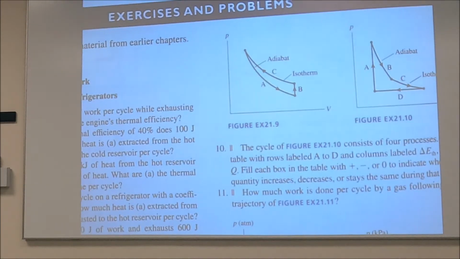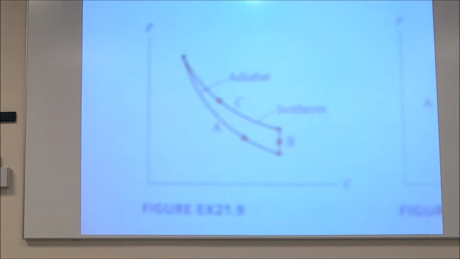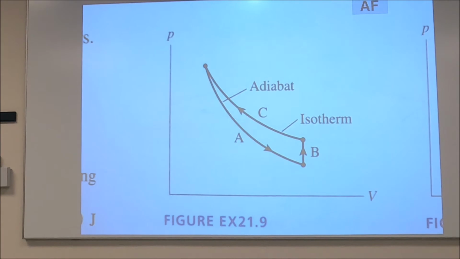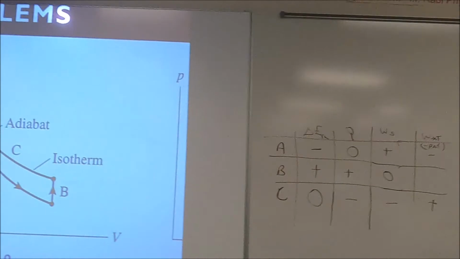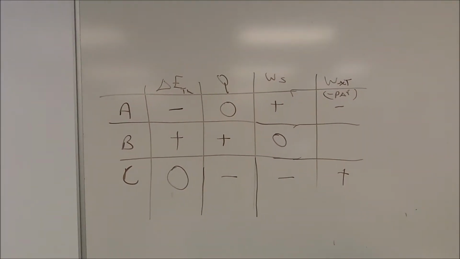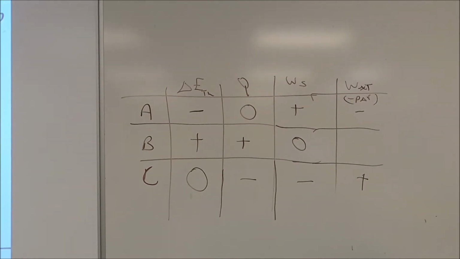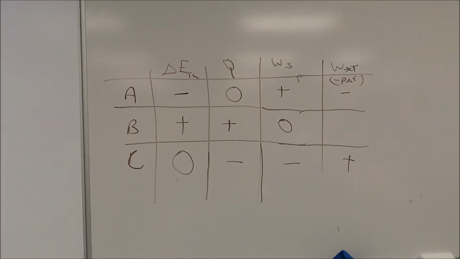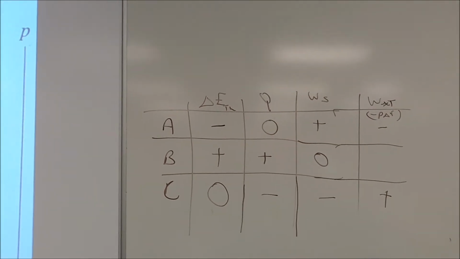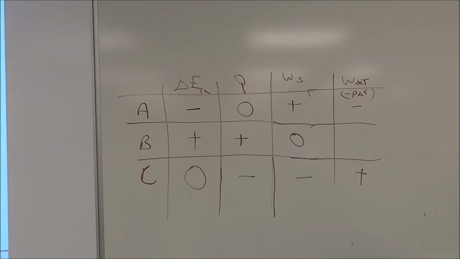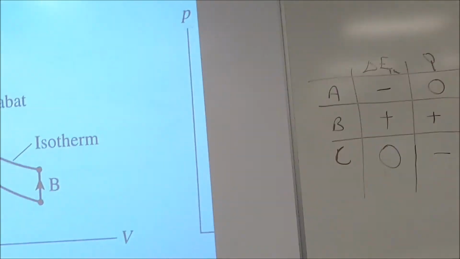So there's the pretty picture. Here's my chart. So for A, B, and C: change in thermal energy, Q, W_s, and I just put work external just to kind of keep us on the straight and narrow. If you think about work external and W_s being the negative of work external, it may help you out some.